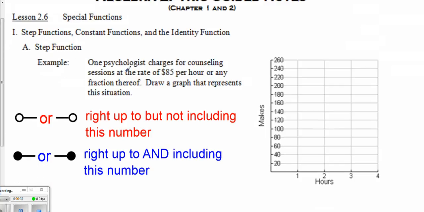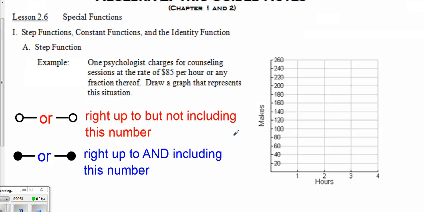So for our example, we're looking at a psychologist who charges for counseling sessions at the rate of $85 per hour or any fraction thereof. So draw a graph that represents this situation.